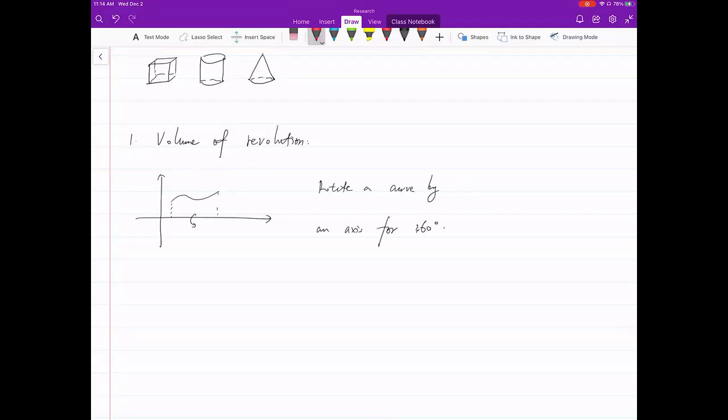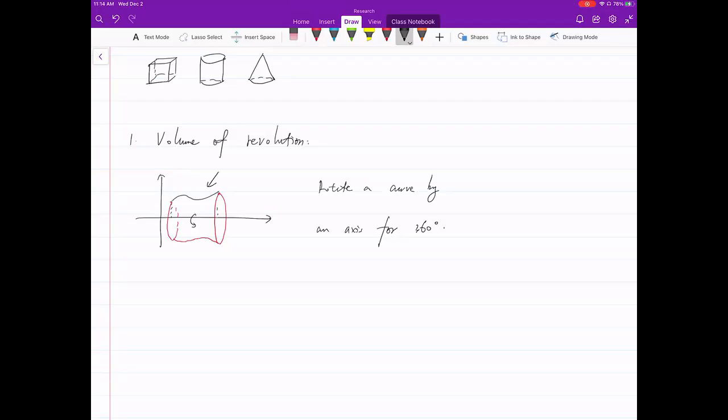So if you take this curve, what you will receive is, I'll try my best, something like this. It's not anything that we have known before. It's not even a nice shape. But as long as you know the form of the curve, and you know how much you rotate, you will be able to find the volume. This is called volume of revolution.